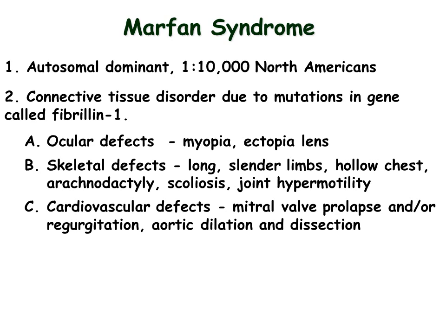For example, there's problems in the eyes. They are myopic, and they can have ectopia lentis. Then they'll have the classic skeletal defects: very long, slender limbs, a hollow chest, and arachnodactyly. Scoliosis in the spine is common, and joint hypermobility. Unfortunately, they can have even more severe problems in the heart: mitral valve prolapse, which isn't all that bad, but you can get regurgitation. Aortic dilation and dissection, though, is pretty serious.